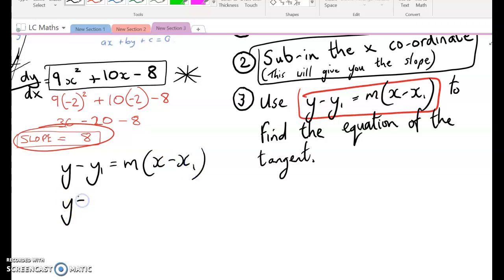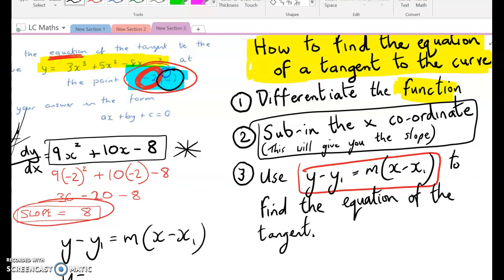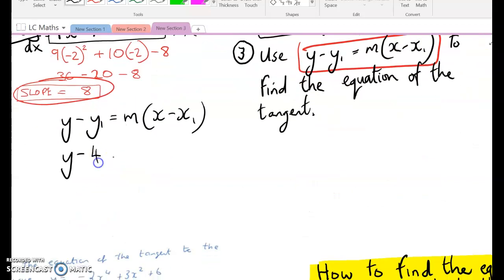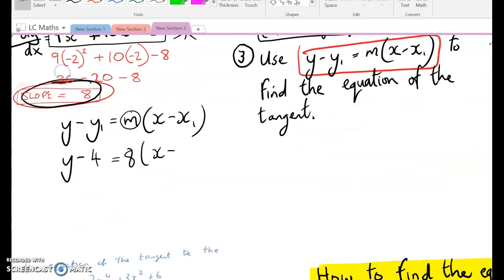So y minus, what was y1 again? It was 4. Equals m. What's m? M is the slope, 8. Times x minus, what was x1? Minus 2. So that's going to be y minus 4 equals 8x, and that's going to change to a plus 2, so it's going to be plus 16.